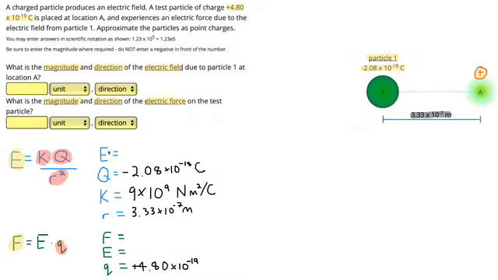Our equation's already rearranged for the thing we want to find, which is E, the electric field. So we can just go ahead and put our numbers in. K is the constant 9 times 10 to the power of 9, multiplied by Q, the charge of our particle. Again, we're not putting in the positives and negatives here. We're going to look at the charges later on to figure out the directions. Divided by the distance, which was 3.33 times 10 to the negative 7.